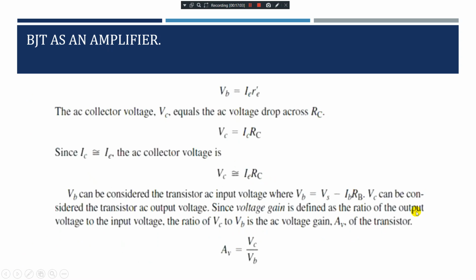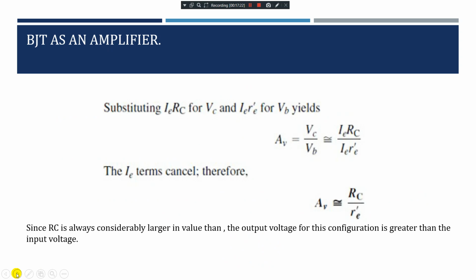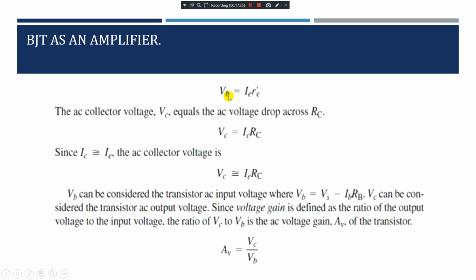So here comes the ratio of output voltage to the input voltage. The ratio of VC by VB is the AC voltage gain, represented as AV, voltage gain of the transistor. So this is the amplification factor of your transistor. Okay, now substituting IE RC for VC and IE RE for VB, which we have already seen: VB is equal to IE into RE and VC is equal to IC into RC. These are the two equations we are going to replace here.